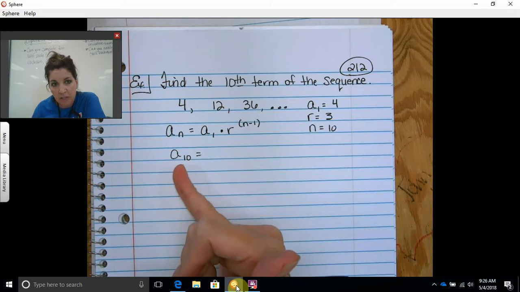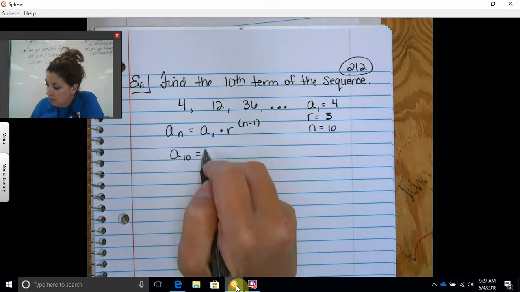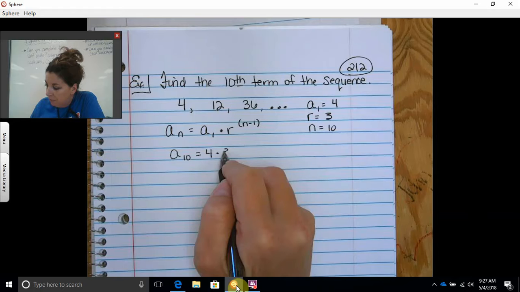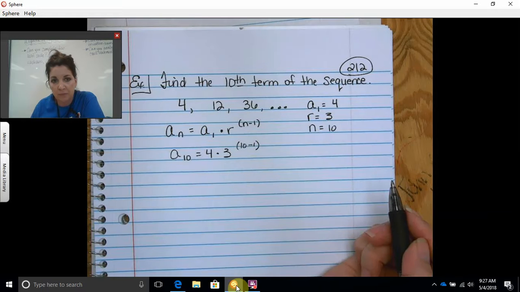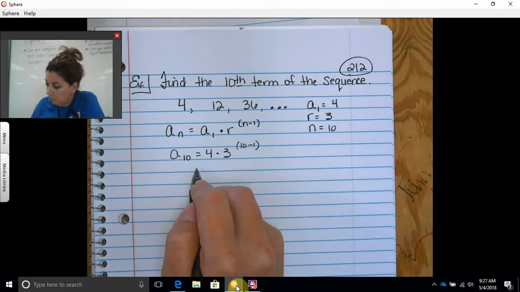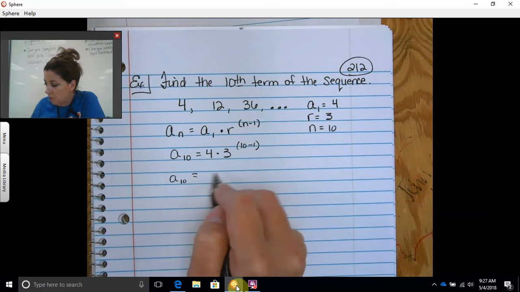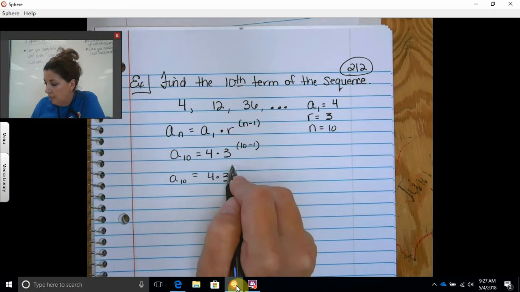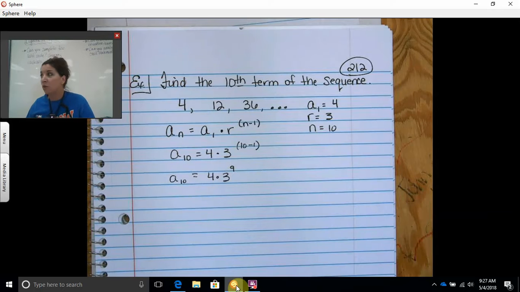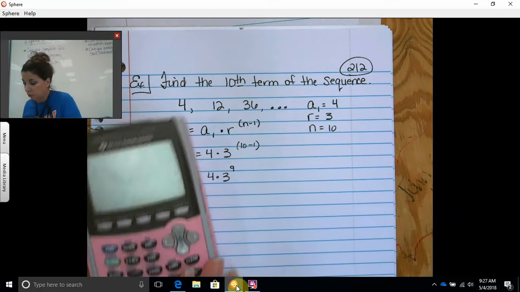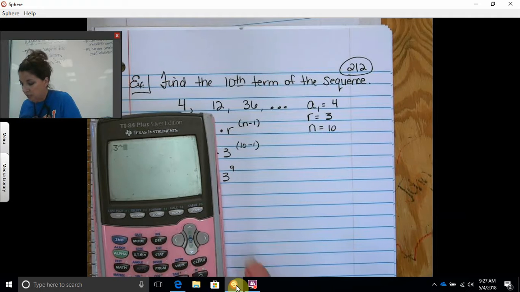If we knew the 10th term, we could plug that number in there. Sometimes what they give us, we need to do that. a sub 10 equals first term, 4, times common ratio of 3 raised up to the 10th term minus 1. I'm going to simplify what's in parentheses first. So that's 4 times 3 raised to the 9th power. What do I do, 4 times 3 or 3 raised to the 9th power? 3 raised to the 9th. Quit doing 4 times 3 first. You don't do multiplication before exponents.